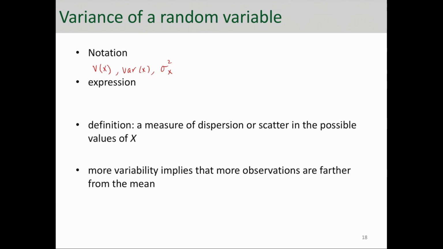And what's the definition of variance mathematically? Well, variance of x is equal to expected value of the difference between x and average, squared. That might be a little hard to understand at this point, but we're going to simplify that and get to a better formula to use. But the more important thing that we want to talk about here is the definition, and that is it's a measure of dispersion or scatter in the possible values of random variable x. So more variability implies that more observations are farther from the mean, and therefore variance is going to be higher. So higher variance or standard deviation implies that you have a larger level of dispersion or scatter in the possible values of that random variable.